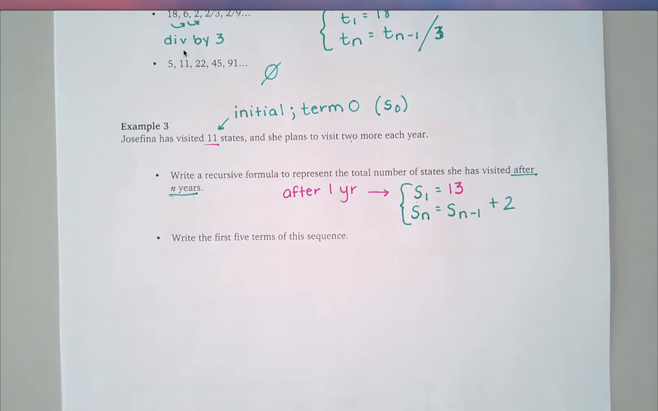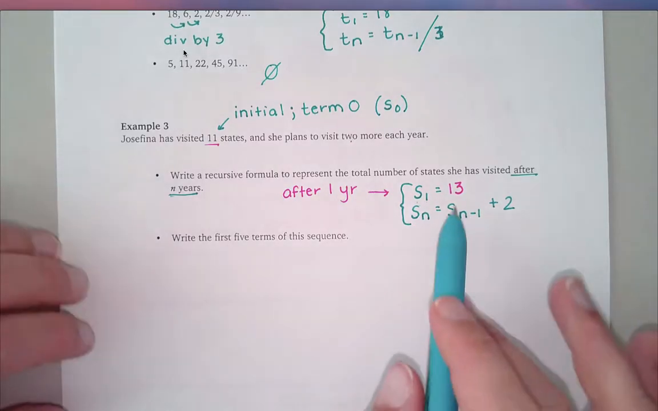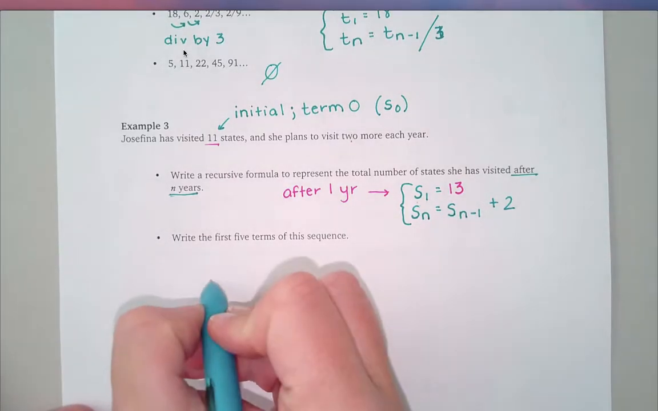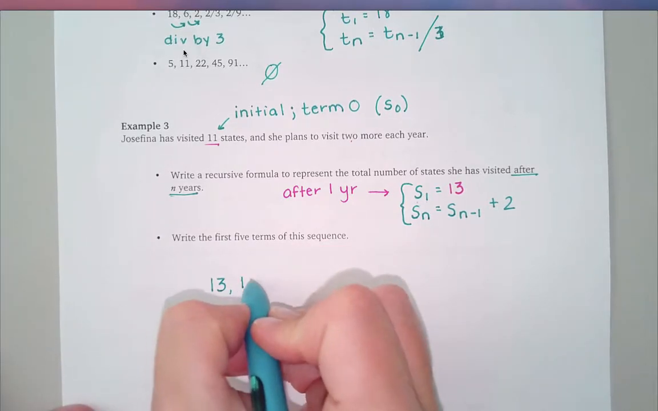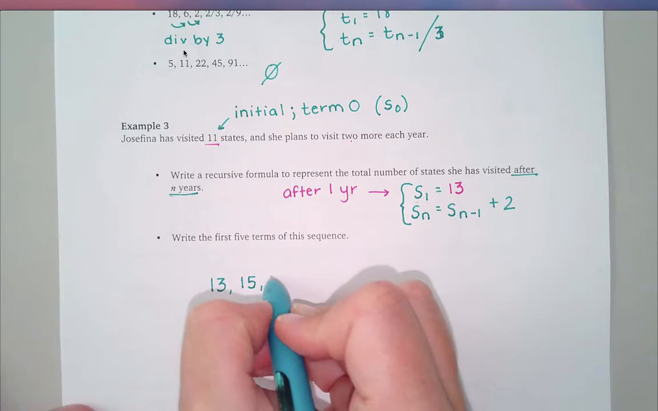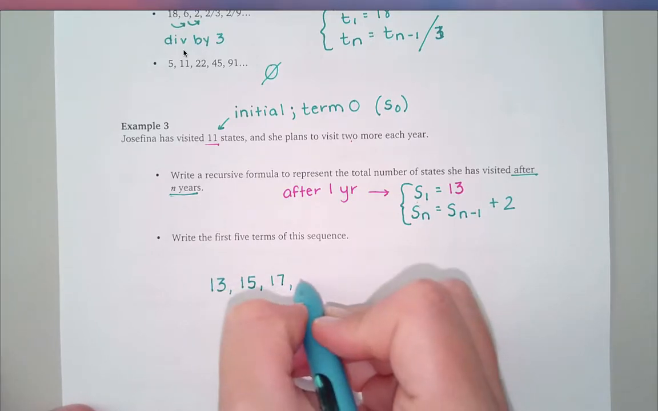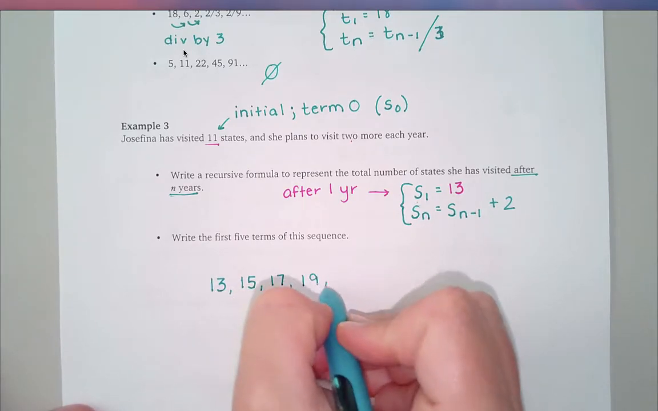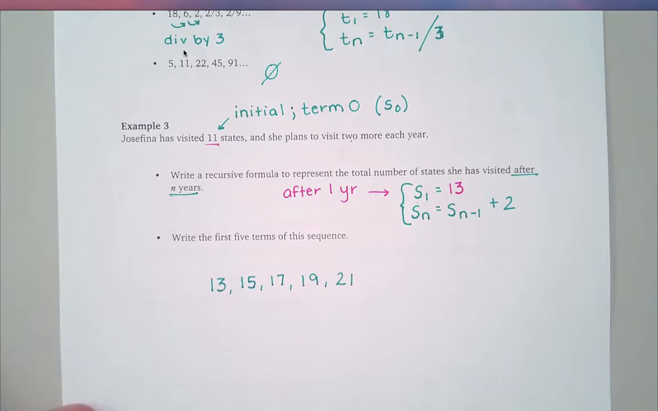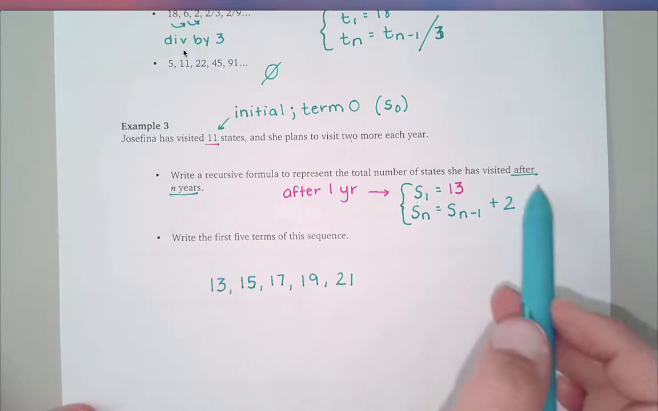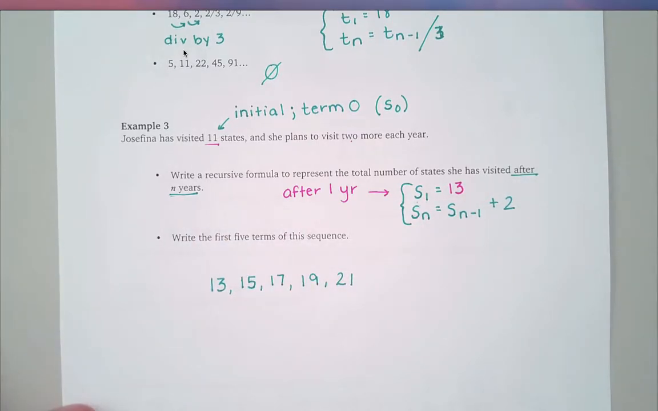And then write the first 5 terms of this sequence. Well, S1 would be 13. That would be after 1 year. After 2 years, I would have seen 15. After 3 years, I would have been to 17. 4 years, I would have been to 19. And 5 years, I would have been to 21. Okay? And so all I'm doing is just increasing by 2 every time. But notice that 11 didn't actually make it on my list because it's not one of my terms, because it's not after a certain number of years.